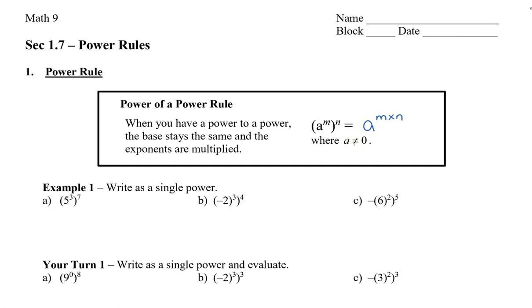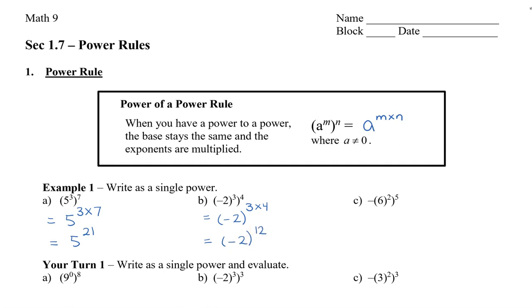So let's take a look at three examples. Write these powers as a single power. Right now they all have two exponents. In the first one, we have a base of 5, and our exponents are 3 and 7. So we're going to multiply 3 times 7, or if you want, you can go straight to 5 to the power of 21. In the second example, our base is -2, and our exponents are 3 and 4, so we're going to multiply 3 times 4. So now we have -2 to the power of 12.